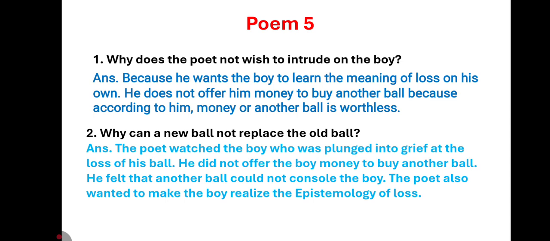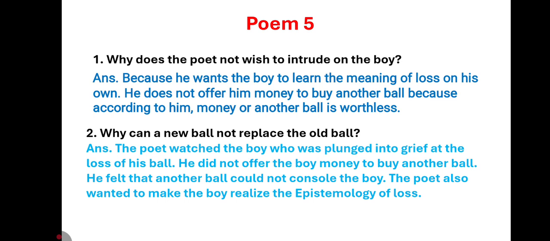Why does the poet not wish to interfere with the boy? Because he wants the boy to learn the meaning of loss on his own. He does not offer him money to buy another ball because, according to him, money is worthless. For him, money was worthless.